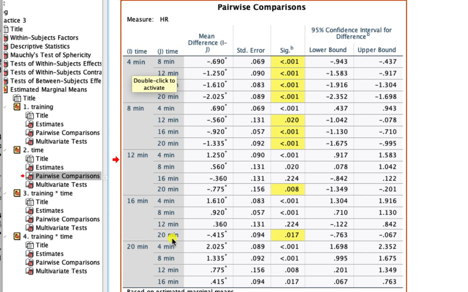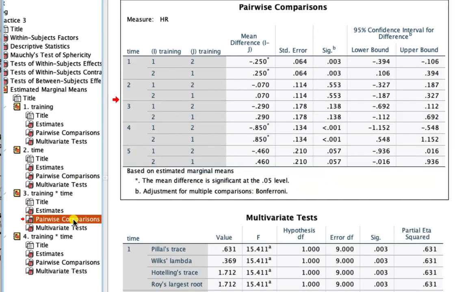Now, recall that all of these significant pairs are with regards to the dependent variable heart rate. So the significant differences are in the heart rate measure between each of the time points that were listed, with the p-value less than 0.05. So we've got our two main effects of our independent variables covered. Now we can go to the pairwise comparisons for our interaction effect.